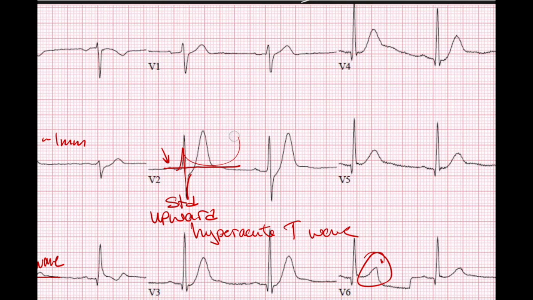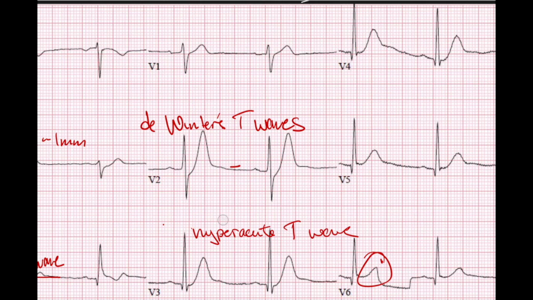So that supports our argument that we have hyperacute T waves. So now we're in a situation where we have both ST depression and hyperacute T waves, and we're in the precordial leads. So this is a good argument for De Winter T waves. And we'll say the loss.